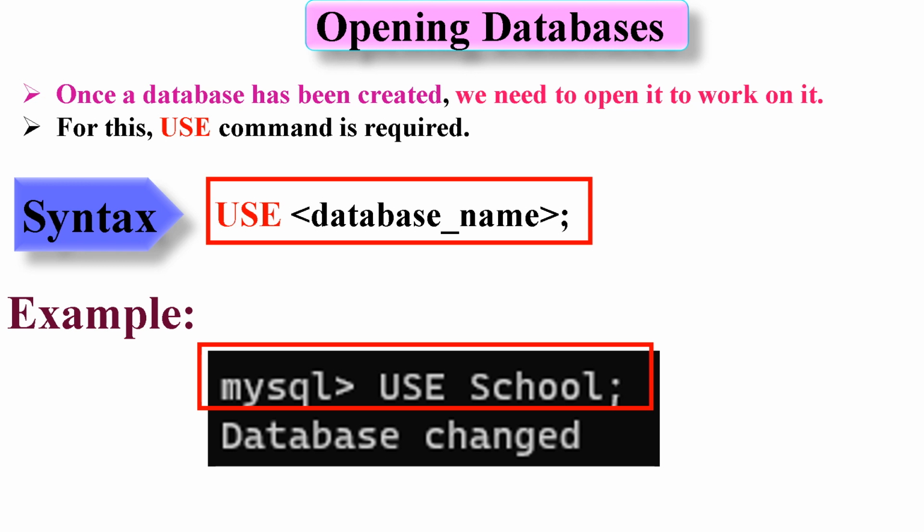This message database changed is to confirm that the database context has been switched to the one you specified, in this case, school. This means that any subsequent SQL commands you enter will be executed within the context of the selected database. It helps you focus your operations on a specific database rather than working with multiple databases simultaneously, which is a common practice in database management.